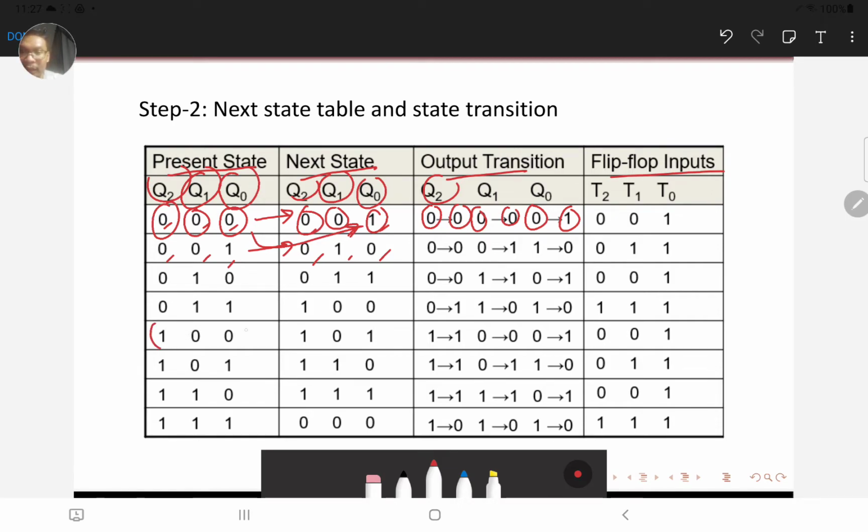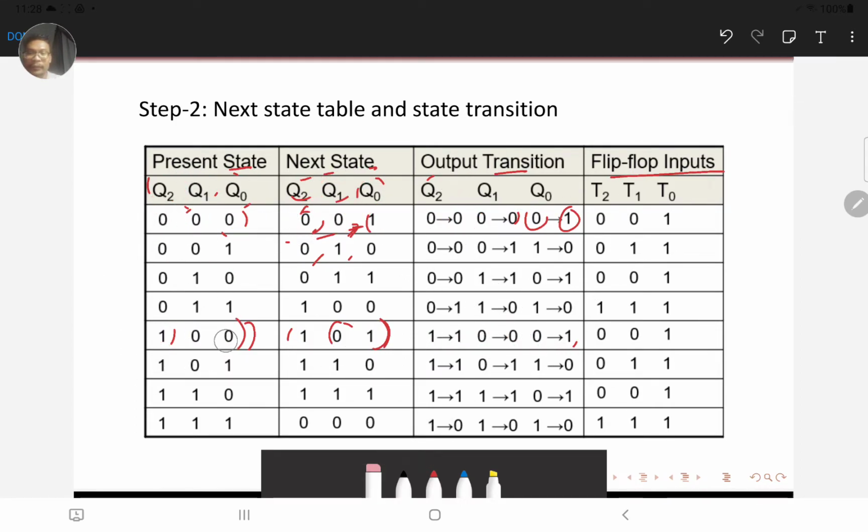So let's say we are in this state, we are in 0100, which is a 4. The next state will be 5. So for Q2, we have 1 going to 1, like this. Q1, we have 0 going to 0, so we have 00. And for Q0, we have 0 going to 1. Okay, so we just simply complete our state transition table.